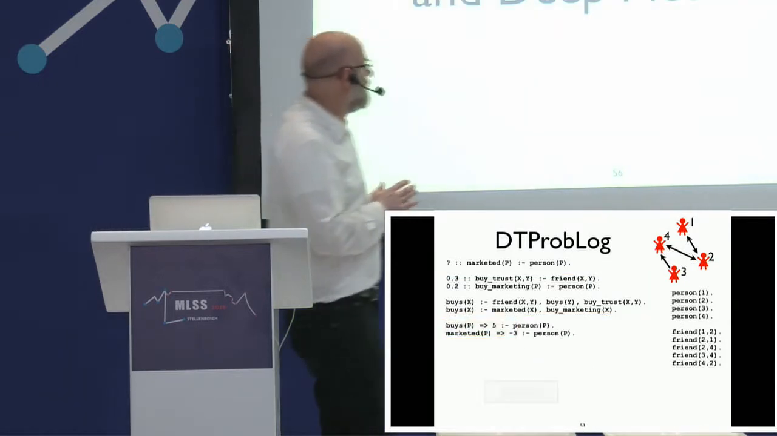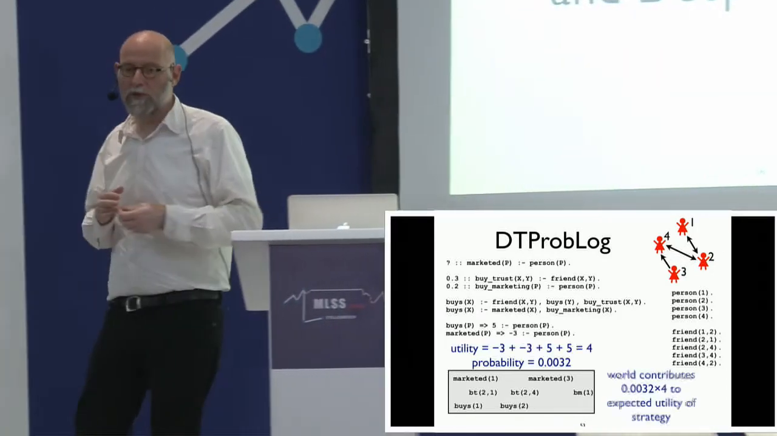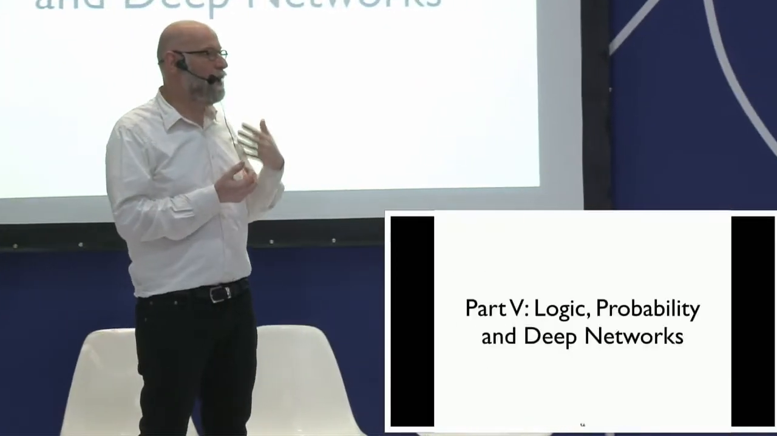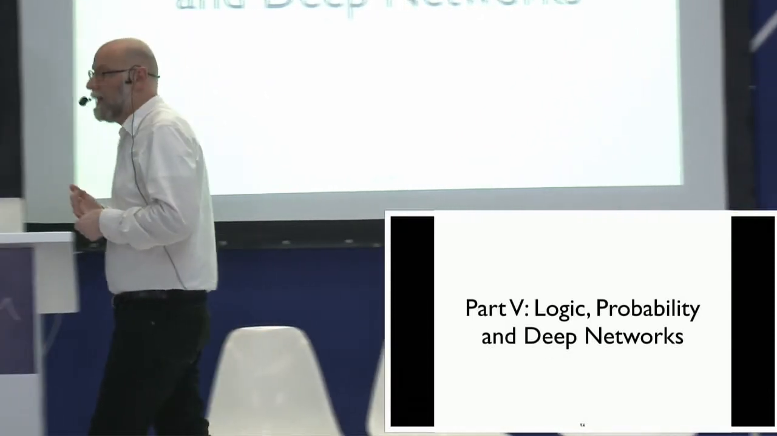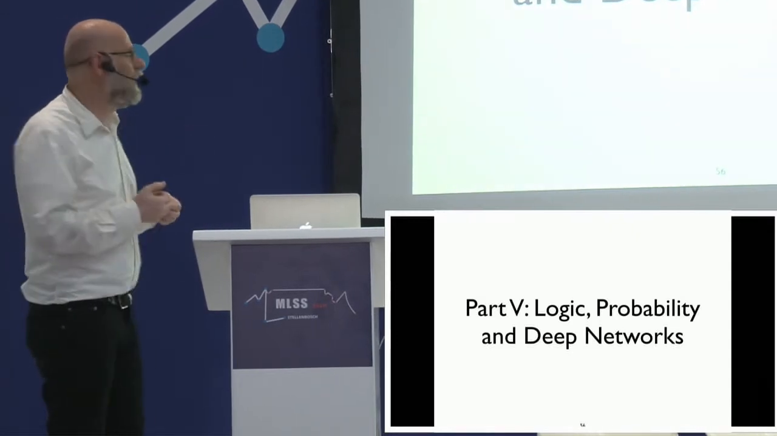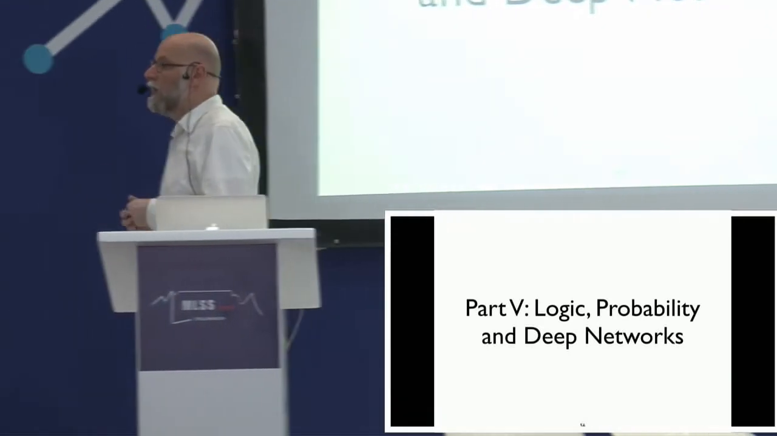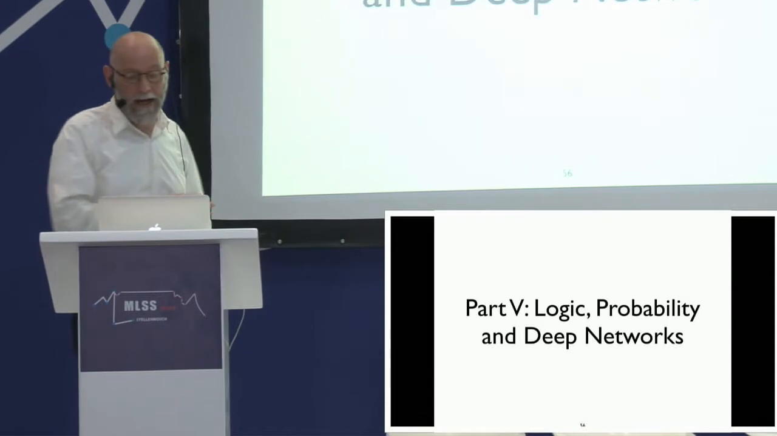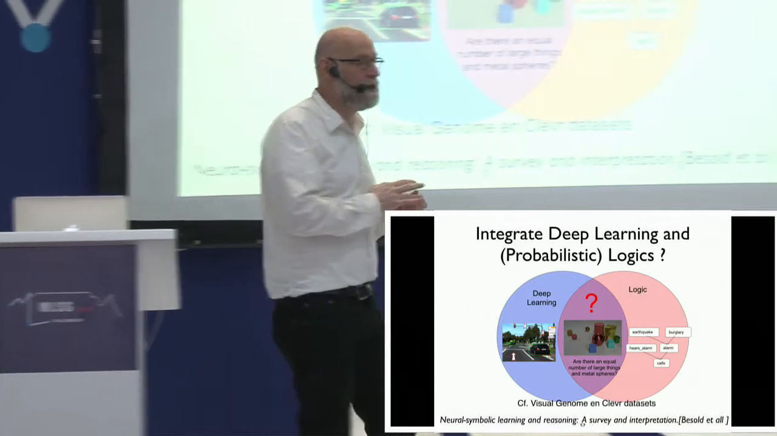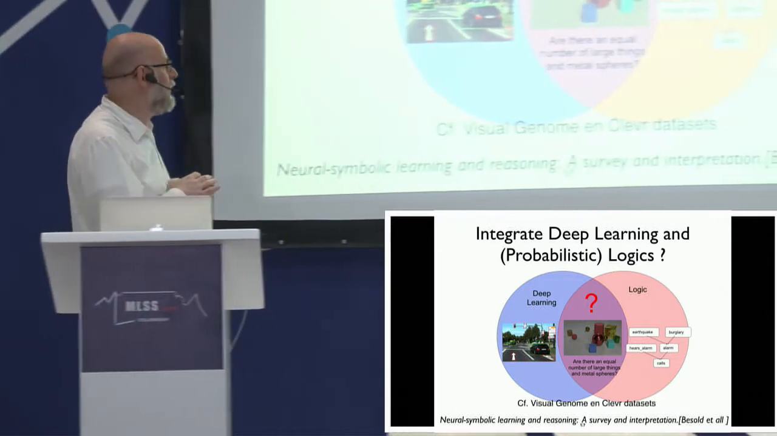Okay, let's look at the next part, which is about integration of deep learning and neural networks. I think that's today a pretty hot topic in the community. It's not only today. People have been looking at this for many, many years. Since the 90s, there were already attempts in the neurosymbolic computation community to do that. I think today it's more actual than ever before, because a lot of the data sets that are out there do require some kind of relational thinking, and also do require some kind of reasoning.